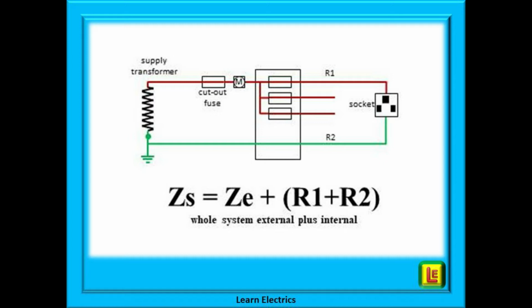We need to know the value of ZS for each circuit, as once we know this value we can compare it to a set of standard tables. If the actual value measured is less than the comparison figure in the tables, then we can be confident that the circuit breakers will operate effectively and keep the users and occupants safe. And there's a little equation here that tells us that ZS is the sum of ZE plus R1 and R2.